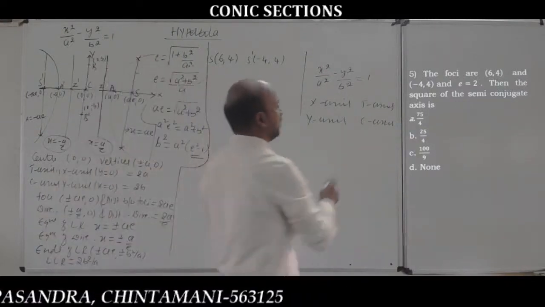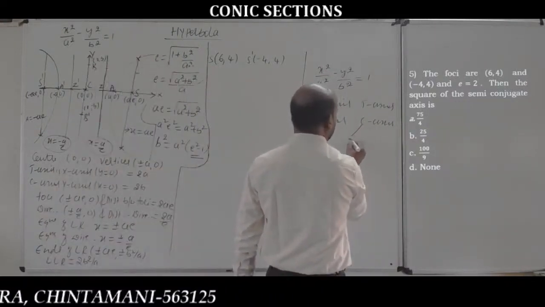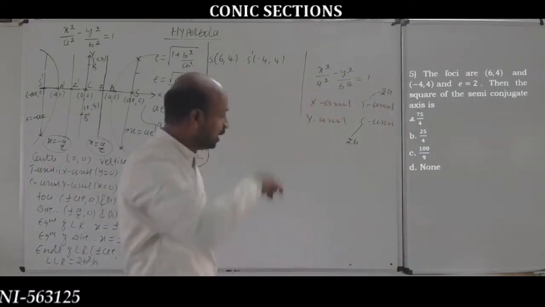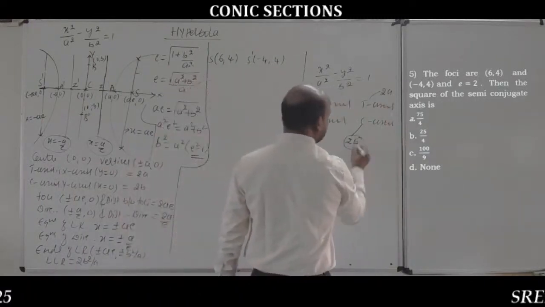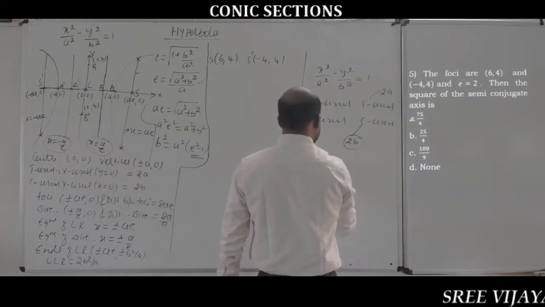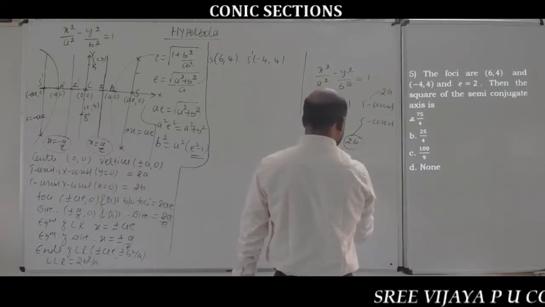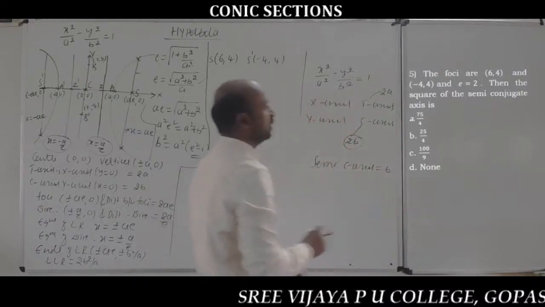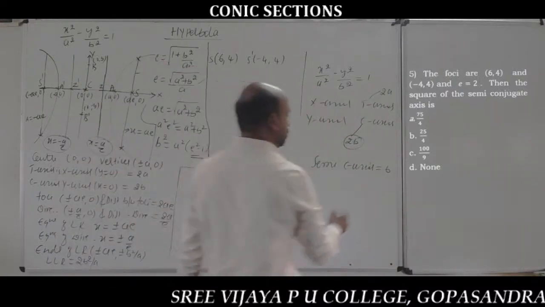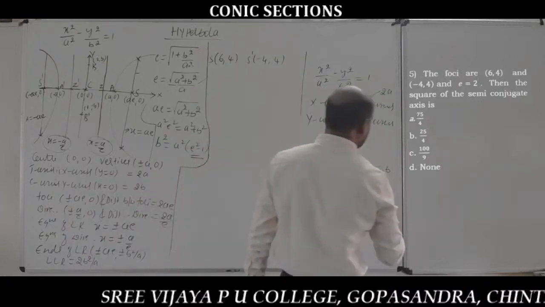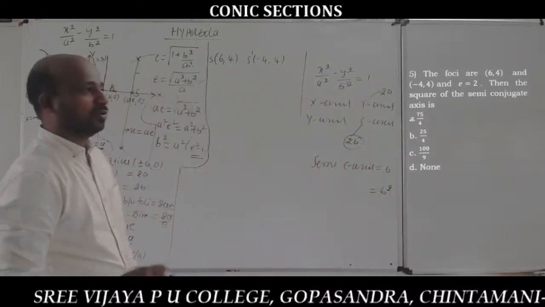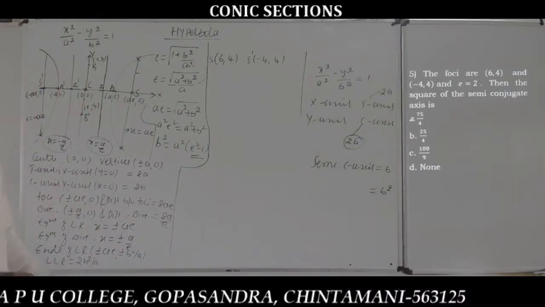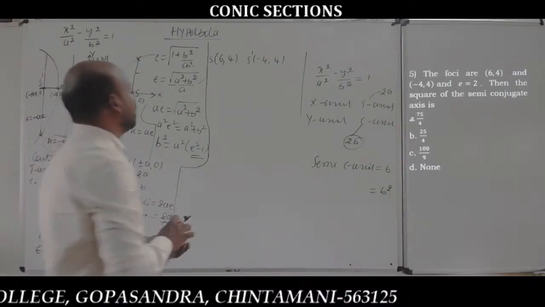If we take the length of the conjugate axis it is 2b, and the length of the transverse axis is 2a. The semi conjugate axis is half of this, which is b. The square of the semi conjugate axis is b square, so we have to find the value of b.